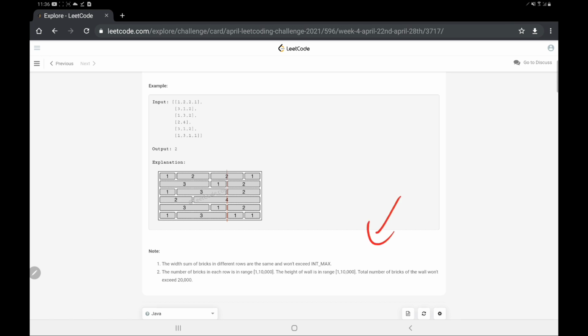The sum of the widths of bricks in the different rows is the same and won't exceed integer max. What does it mean? Let's see: 1 plus 2 is 3, 3 plus 2 is 5, 5 plus 1 is 6; 3 plus 1 is 4, 4 plus 2 is 6. Obviously the length would be the same, because it's a rectangular wall. So we can fix the given number only, and the sum won't exceed the integer max value.